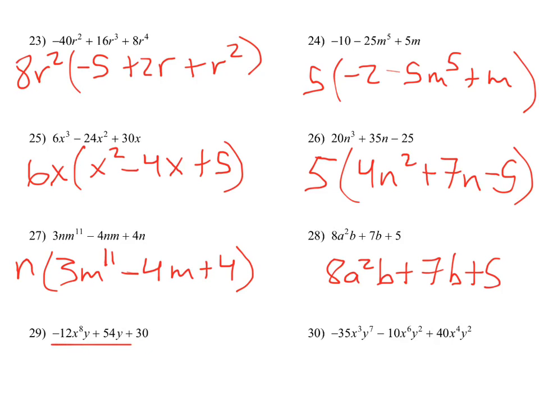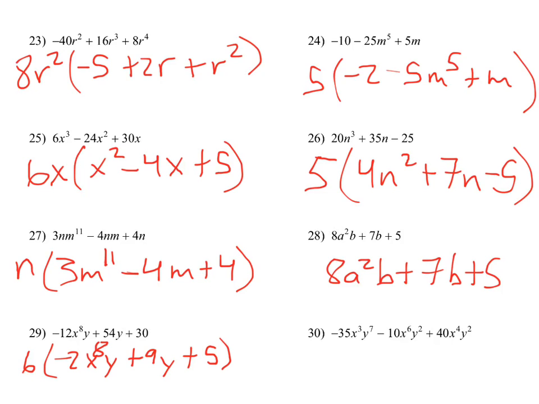Moving on to 29, the biggest number that goes into all of those is going to be 6. 6 goes into all of those. And I would be pulling out a variable here, but 30 has no variables with it, so all we can do is pull out a 6, and you just take it all and divide by 6. You'll get negative 2x to the 8th y, and then plus 9y, and plus 5. And that one's all done.